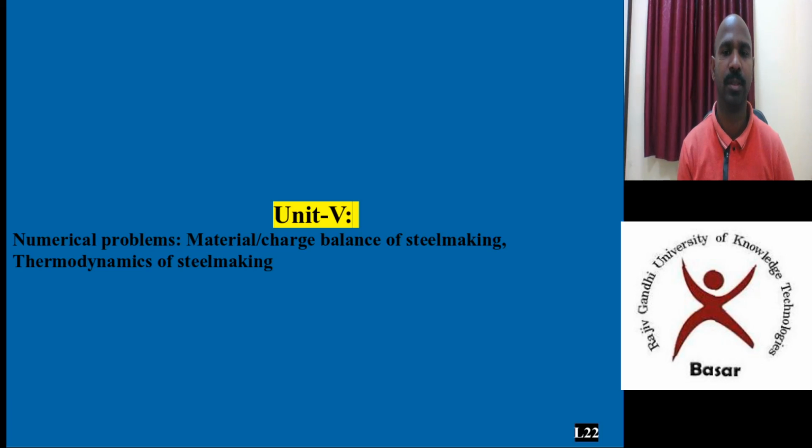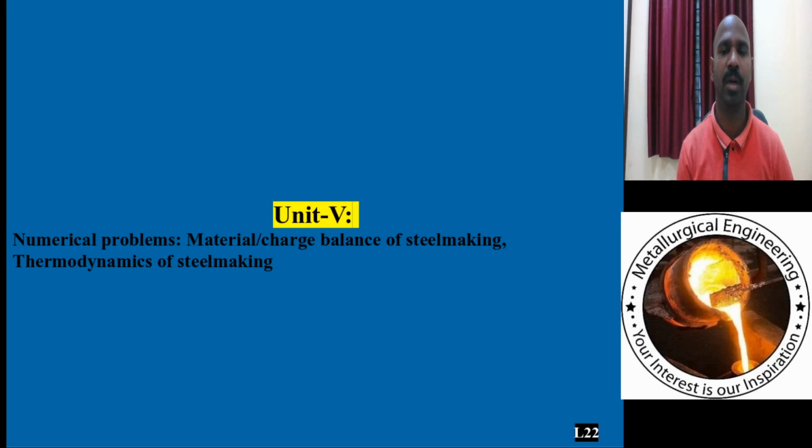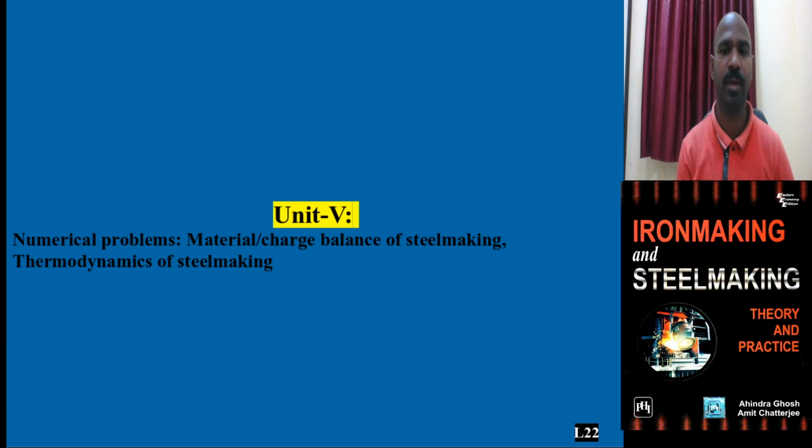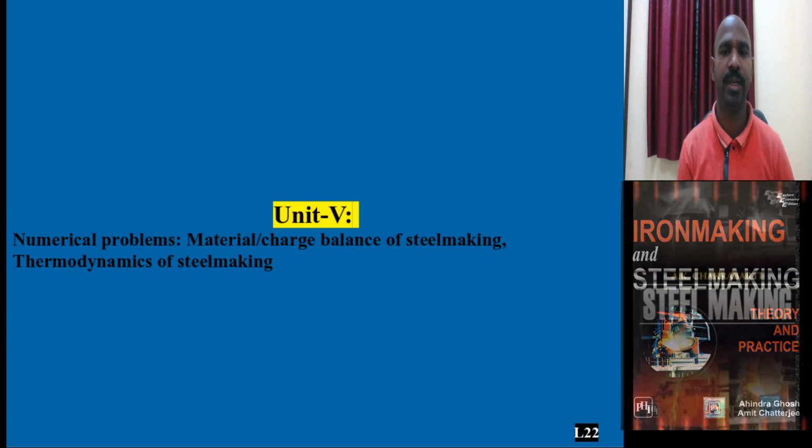Welcome to the second steelmaking course, lecture 22, unit 5. Unit 5 mainly consists of numerical problems from steelmaking thermodynamics, secondary treatment, secondary steelmaking, and casting processes. All those problems are included. So I will take one of the numerical problems today.